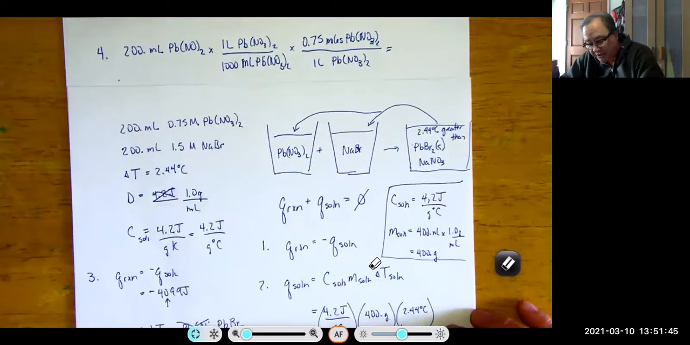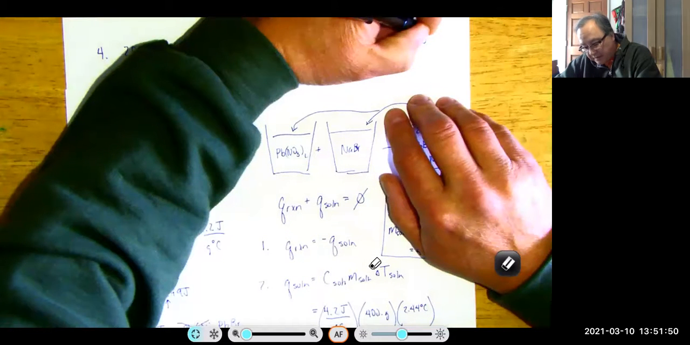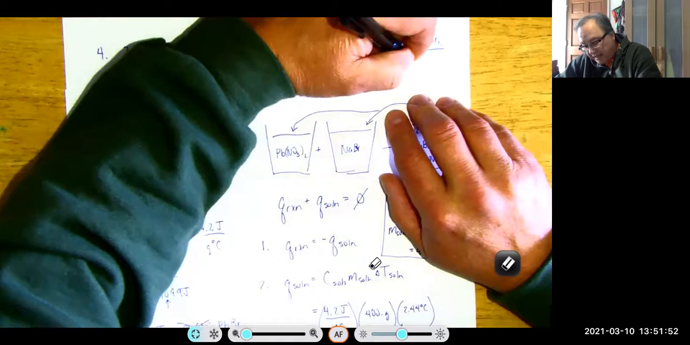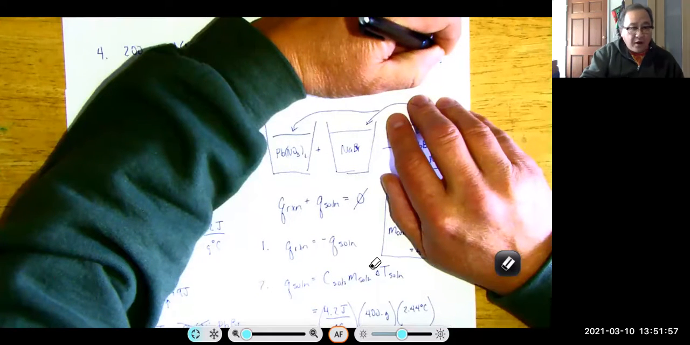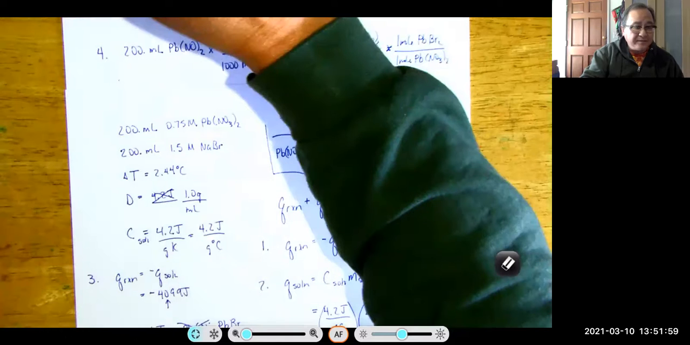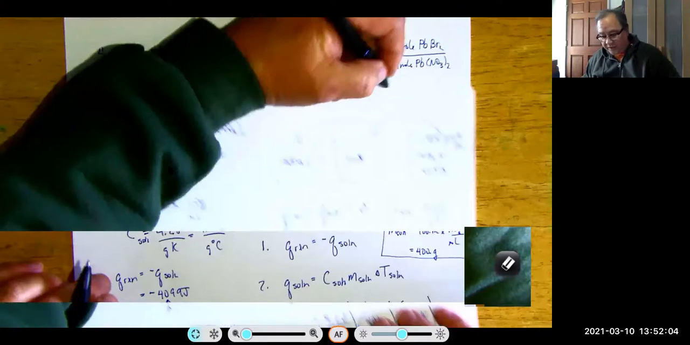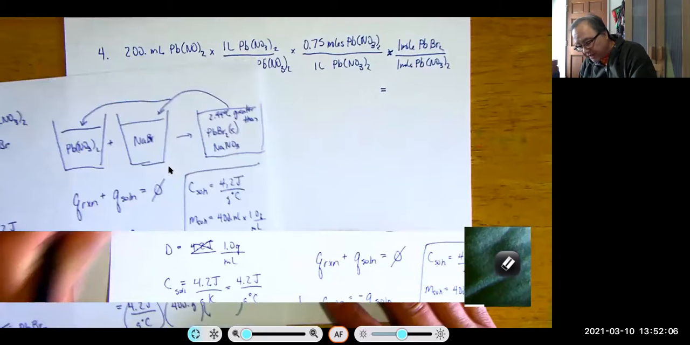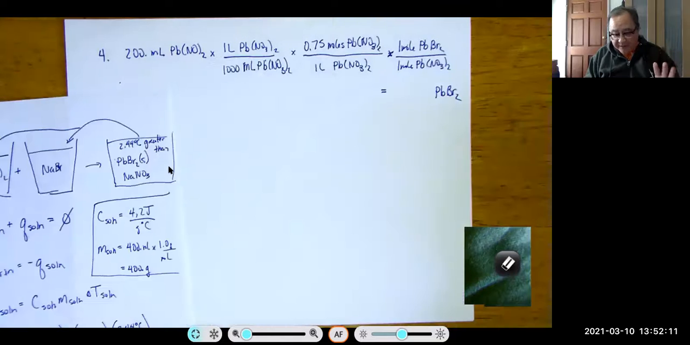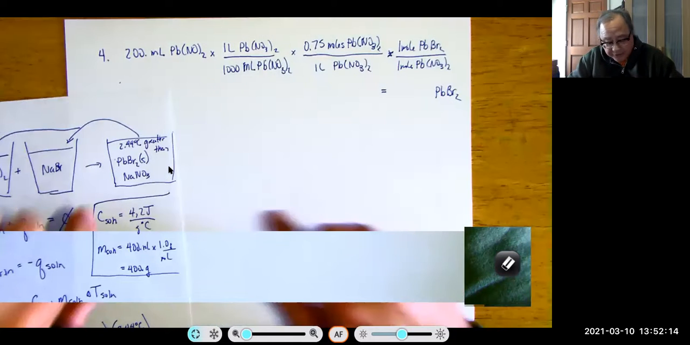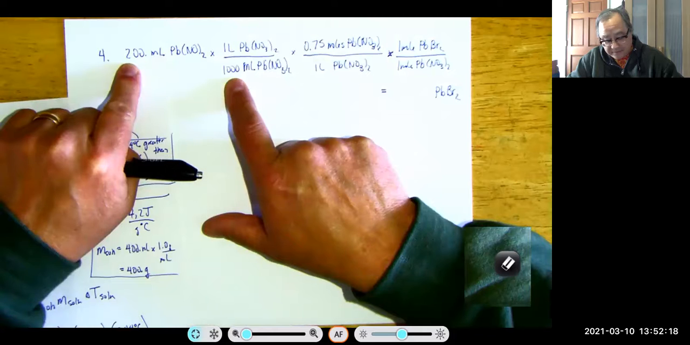From the balanced reaction, there's 1 mole of lead bromide to 1 mole of lead 2 nitrate. So if I go back and look at that balanced reaction, those are the proportions. So let's see how many moles of lead 2 bromide we get. So I'm going to estimate again. How many times does 200 go into 1,000? Was it like 5? 5.